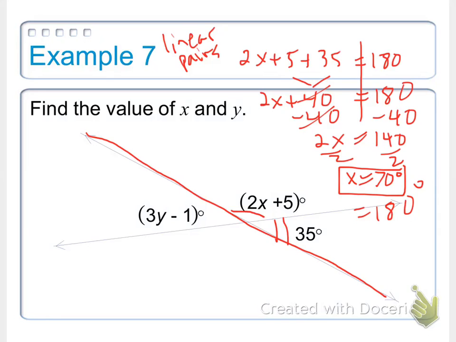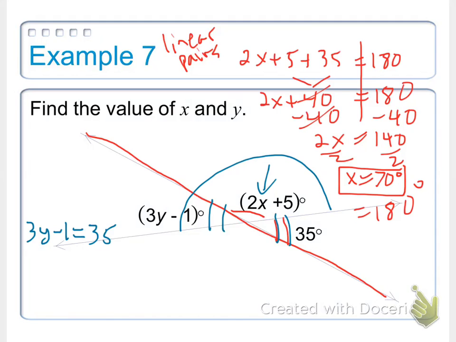Good, that's fantastic. Change colors here so we don't get it confused with the two steps. Okay, I'm going into blue here. But I also saw, now I could figure out what this angle is and do another linear pair here if I wanted. But that's going to be more work because I know this is a vertical pair with that one. So I can just say 3y minus 1 equals, because vertical pairs are equal, 35 degrees. So this one I'm getting from as because they're vertical pairs.